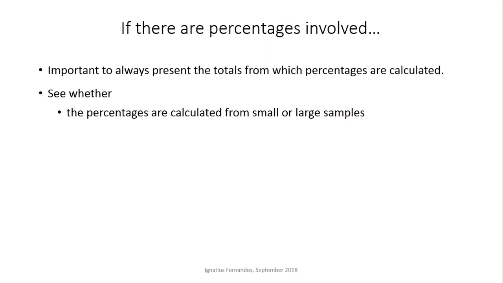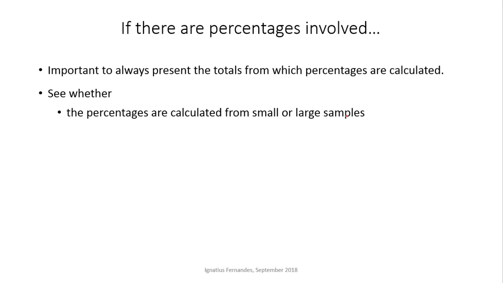When there are percentages involved, you have to see whether the percentages are calculated from a small or large sample. Okay, because this is also going to be very important. Suppose you say 10% of the people in Goa are alcoholics. In that case, just making a statement saying that 10% of Goans are alcoholic is not enough. You have to make sure that you tell what is the total that was examined.